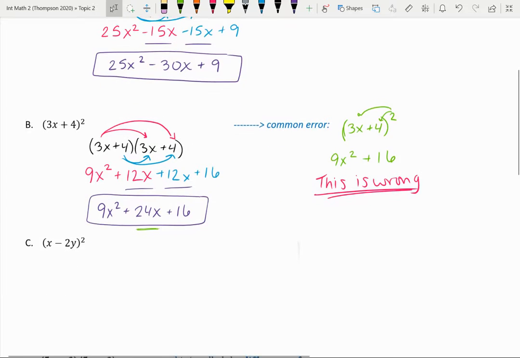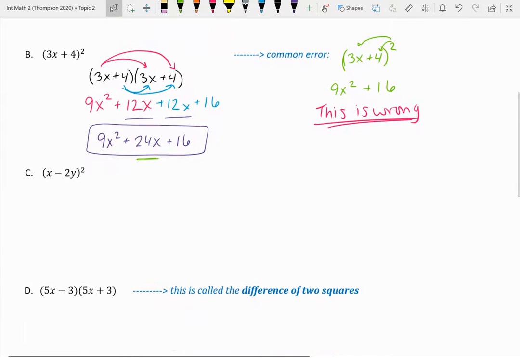C is another very similar example. The difference here is I've got two variables. So I have a variable in the first term and in the second term. So let's, just for some practice, see what that looks like. So I have x minus 2y. I'm going to write it twice.